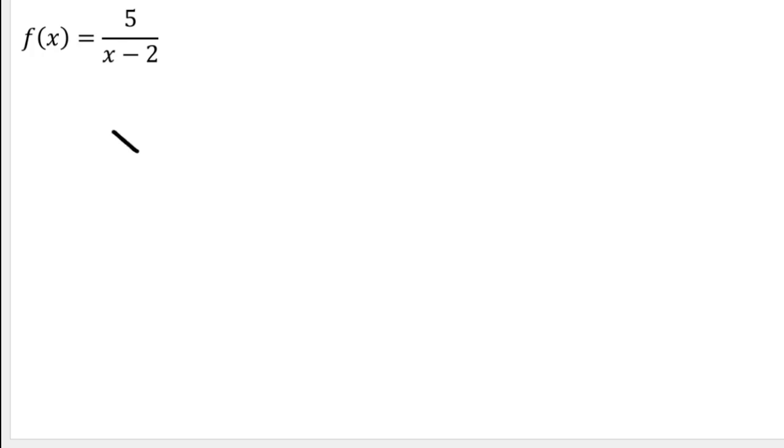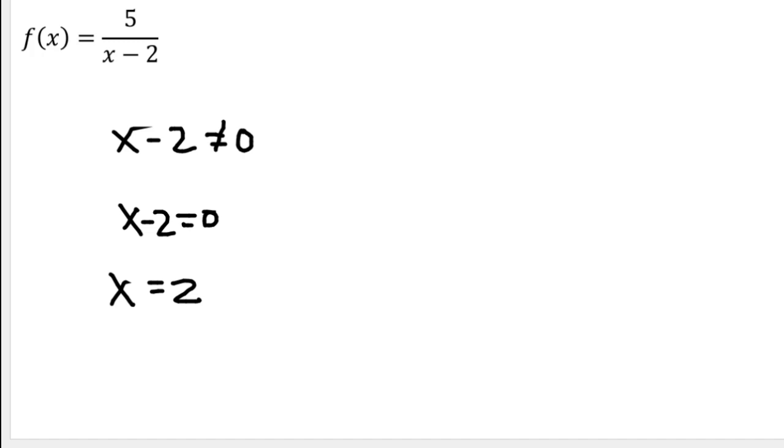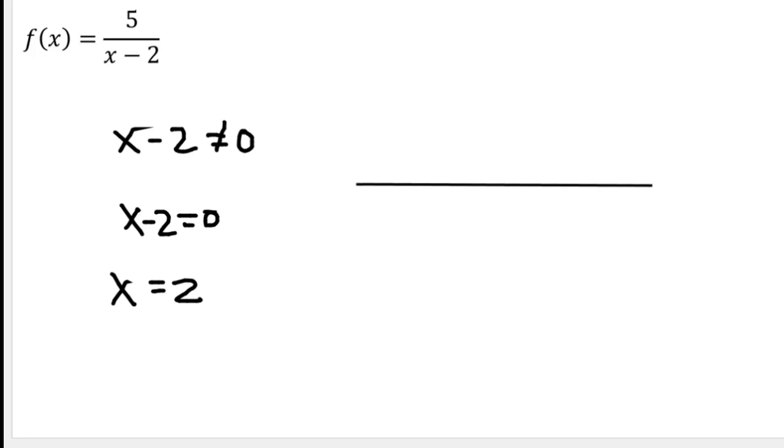But in rational functions, the cases are different. So here, we're going to set the denominator equal to 0, because it should not be equal to 0, since it's going to be undefined. So if we solve for x here, that is going to be our critical number and we're going to put it in our number line. So here, it's negative infinity and infinity.